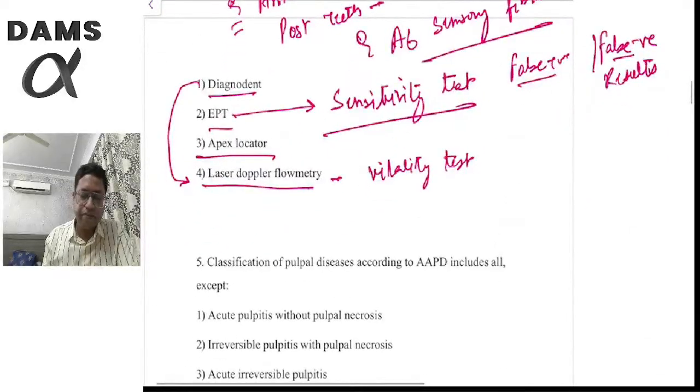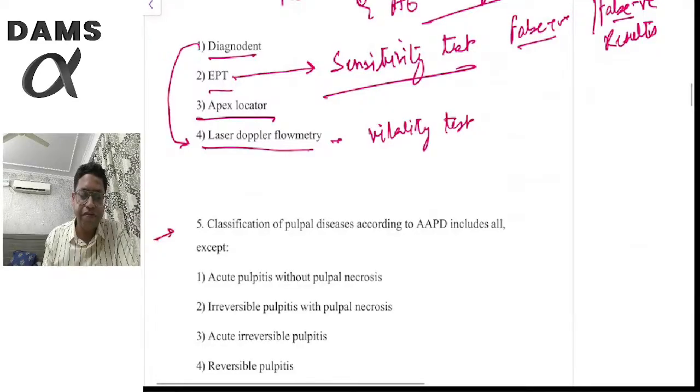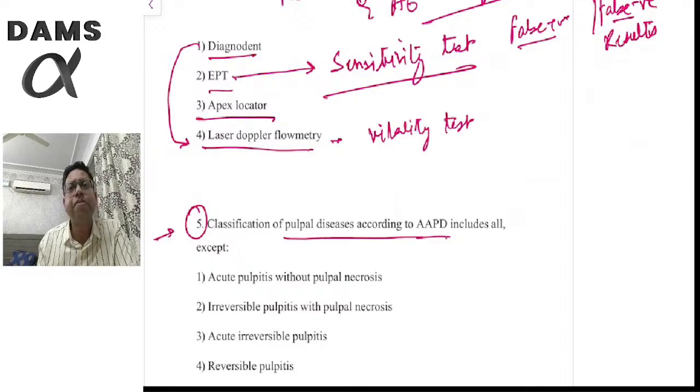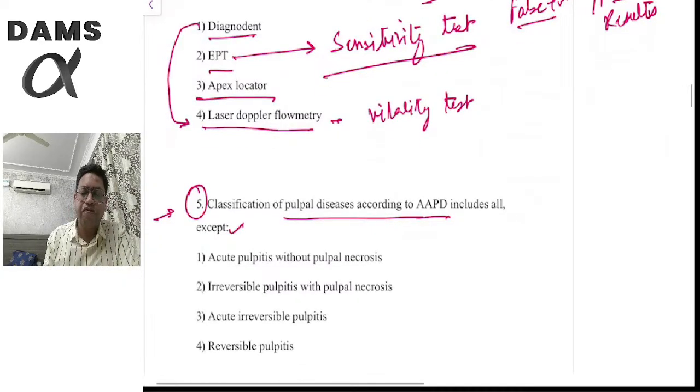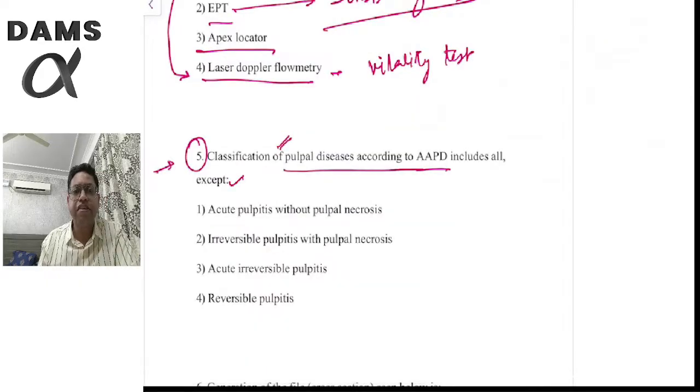Coming over to question number 5. The classification of pulpal diseases according to AAPD. AAPD means American Association of Pediatric Dentists. The classification includes all except which one? Acute pulpitis without pulpal necrosis, irreversible pulpitis with pulpal necrosis, acute irreversible pulpitis, and reversible pulpitis.